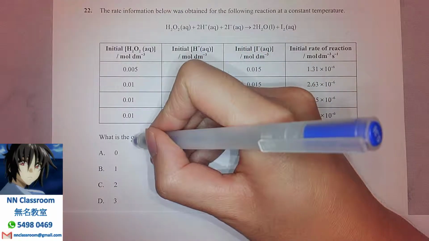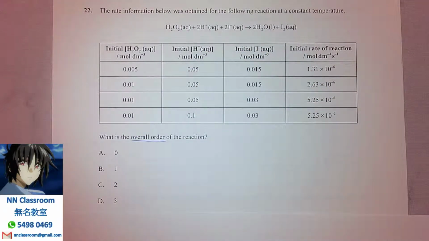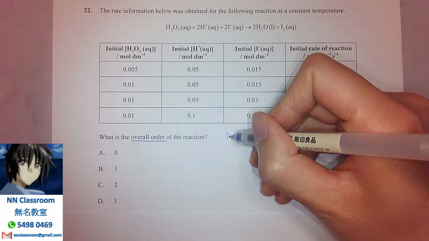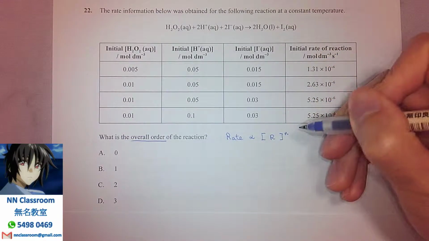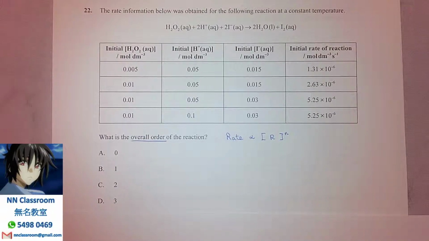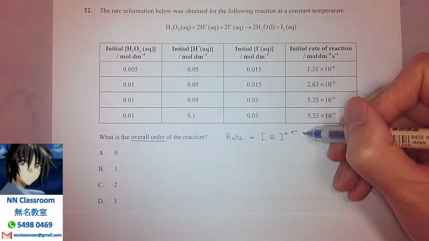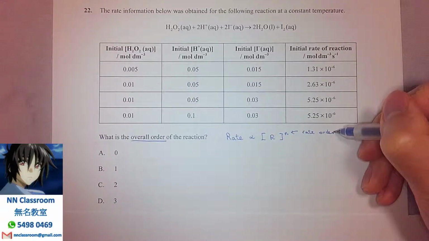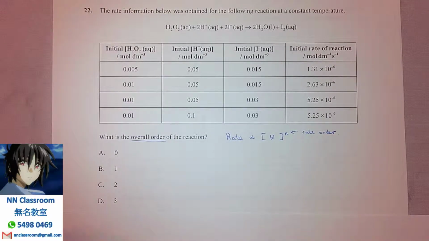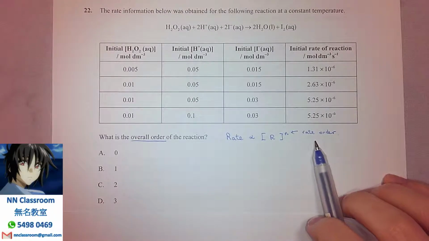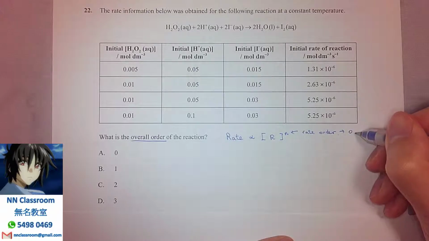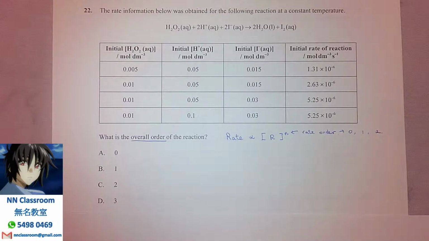First of all, what's the meaning of overall order? Supposedly, this relates to the concept of the rate law. What the rate law suggests is that rate will always be proportional to the concentration of each reactant raised to a corresponding power. This power is what we call the rate order, right? The rate order directly relates the concentration of each reactant to the rate. And in your syllabus, this order can only be 0, 1, or 2. So we call it zero order, first order, or second order.